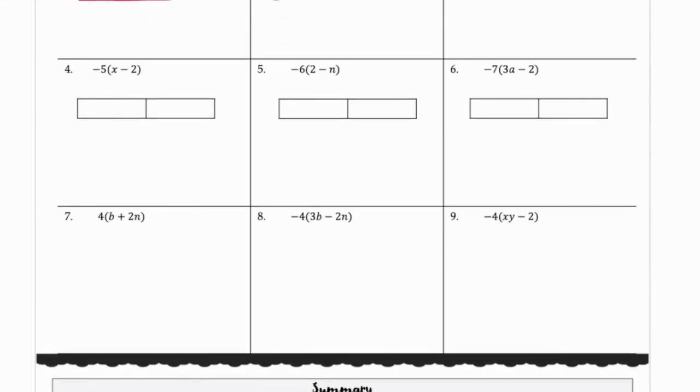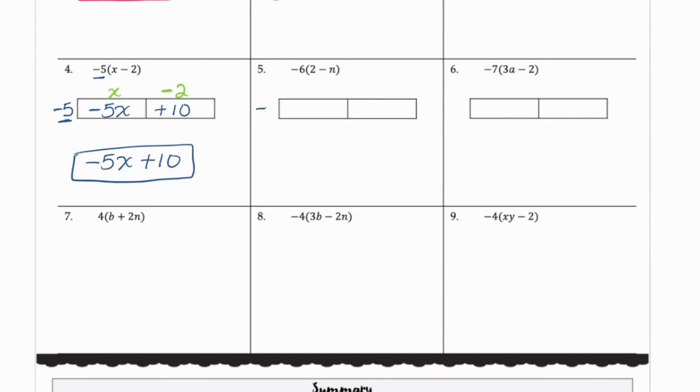So for number 4, we have the area model, it looks like. Whatever's in front of the parentheses is going to come in front. What's inside the parentheses is going to go on the top. So we have an x and a negative 2. I treat that as a negative 2 instead of a minus 2. So in my area model, I'm going to multiply negative 5 times x, so negative 5x, and I'm going to multiply negative 5 times negative 2, giving me a positive 10. So our answer is negative 5x plus 10. Be very careful there. We have negative times a negative.